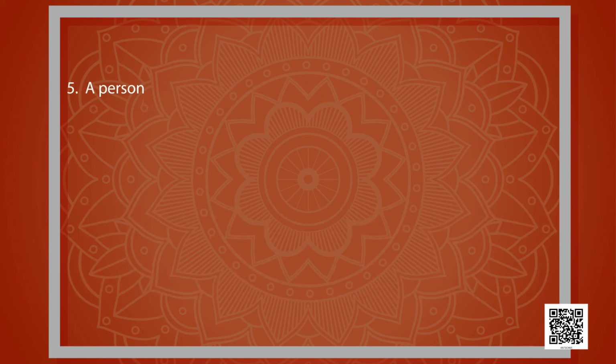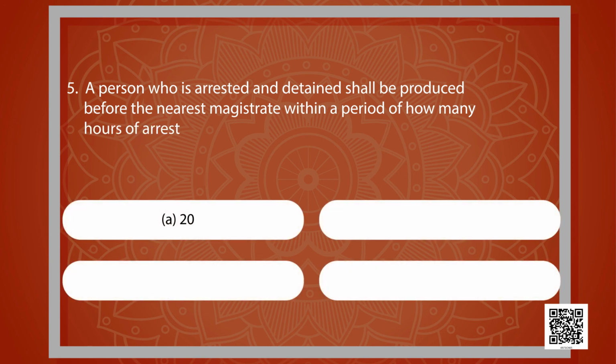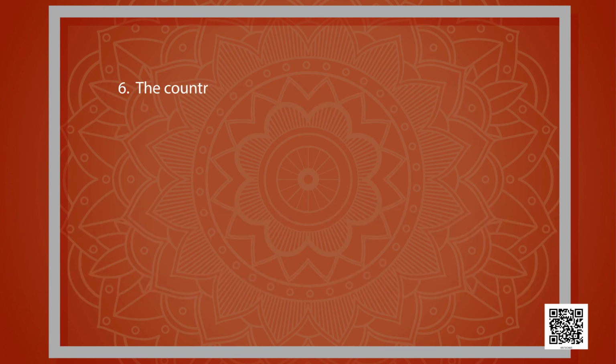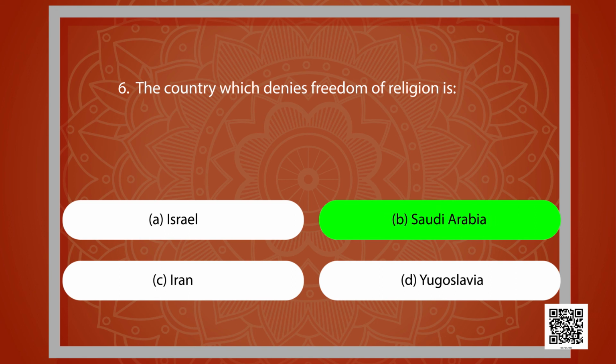Alright, a person who is arrested and detained shall be produced before the nearest magistrate within a period of how many hours of the arrest? 20, 22, 23 or 24? Correct option, this is option D, 24. Alright, the country which denies freedom of religion is Israel, Saudi Arabia, Iran or Yugoslavia? Yes, it is Saudi Arabia, option B.